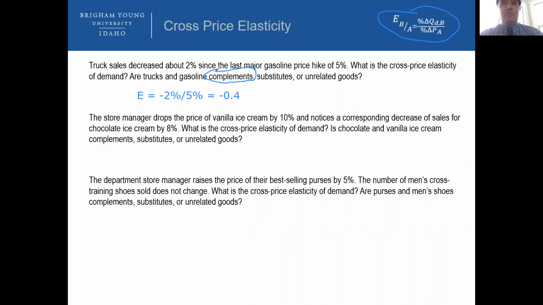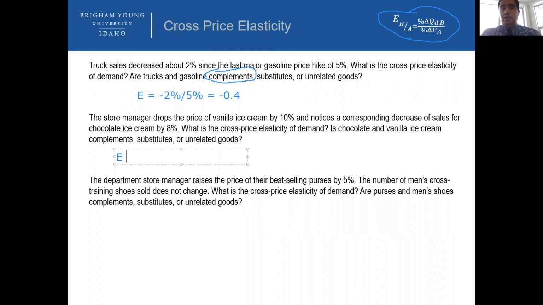Okay, the store manager drops the price of vanilla ice cream by 10%, and notices a corresponding decrease in the sales of chocolate ice cream by 8%. What is the cross price elasticity of demand? Are chocolate and vanilla ice cream complements, substitutes, or unrelated goods?